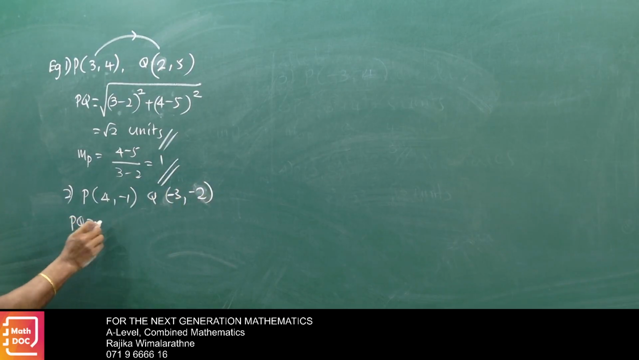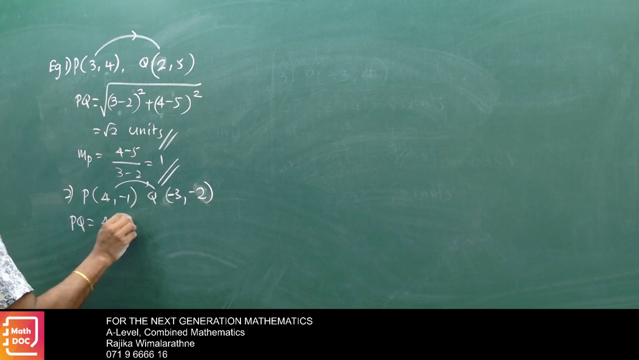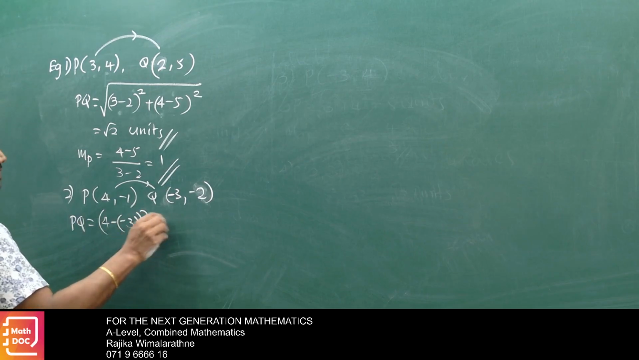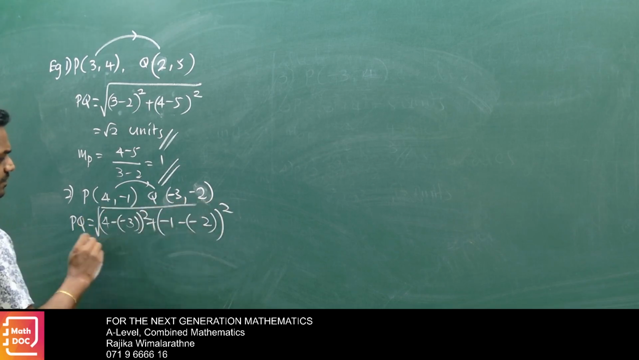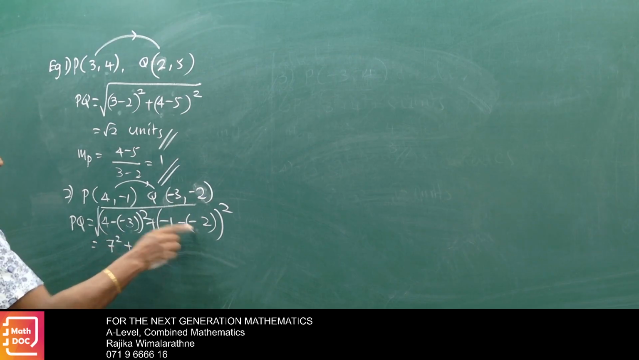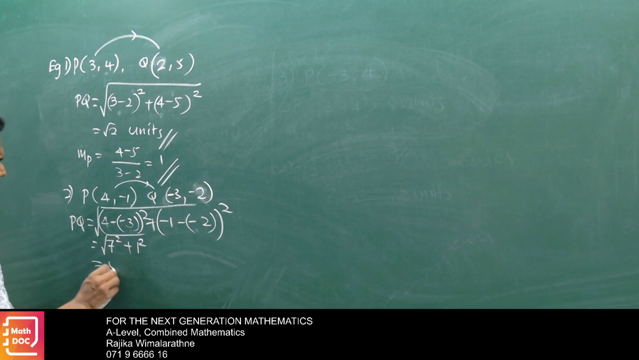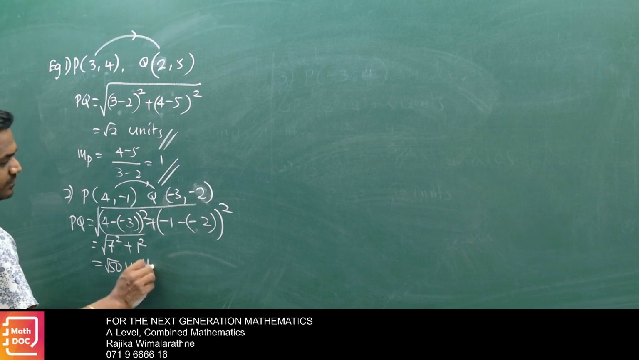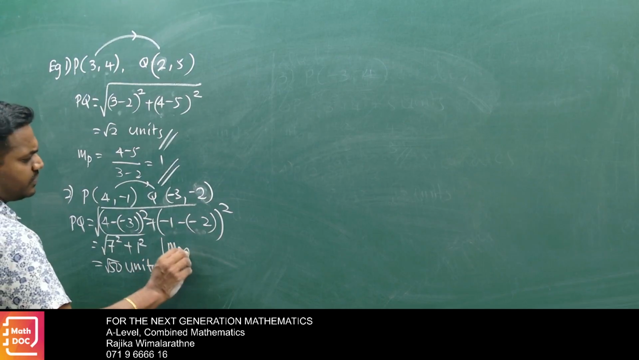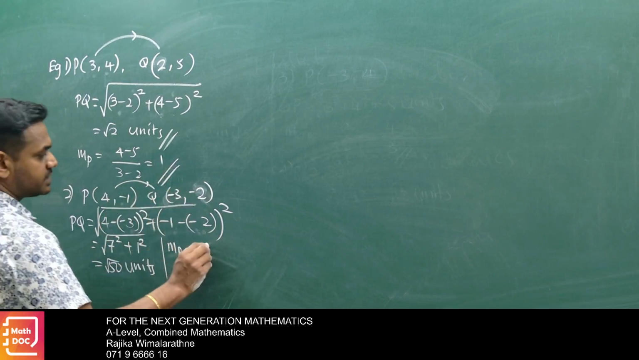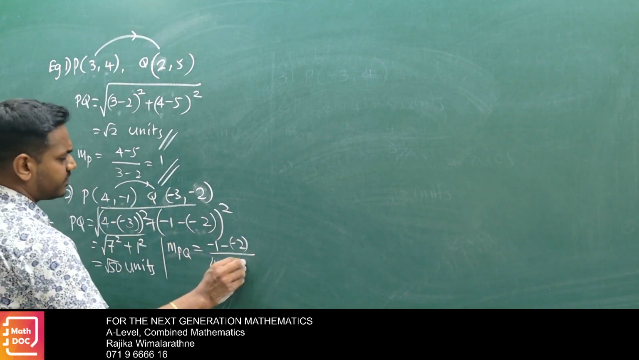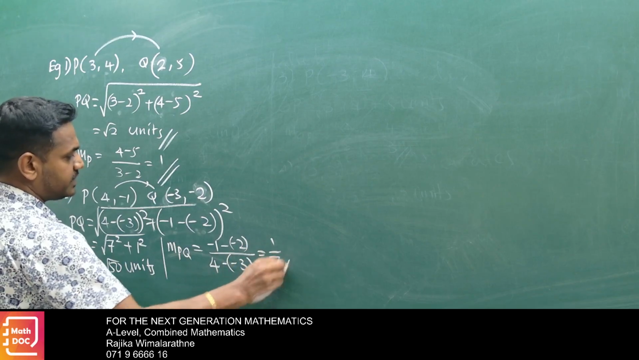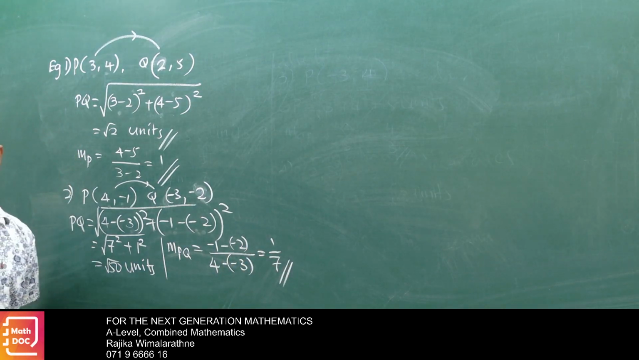P is (4, minus 1), Q is (3, 5)... The PQ length is the square root of the x difference squared plus the y difference squared: 4 minus 3 squared, minus 1 minus 2 squared. Here 7 squared and here 1 squared, root 50 units. Then M PQ is y difference over x difference, minus 1 minus minus 2, put signs properly, 4 minus minus 3. Then here 1/7. That's how we write, okay? Do with me.